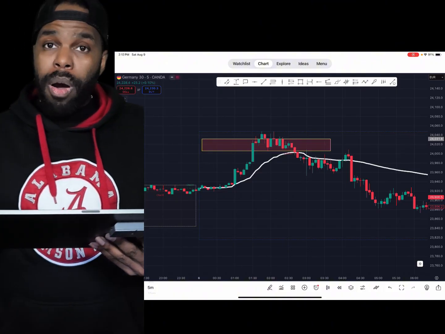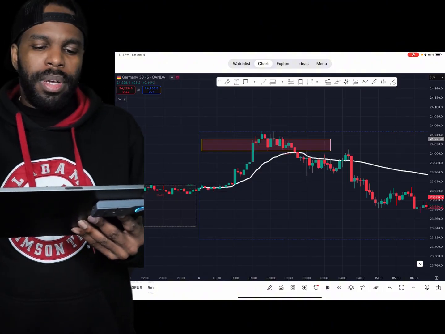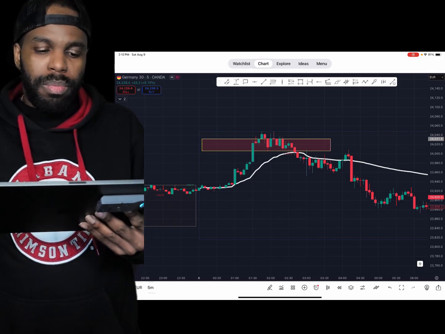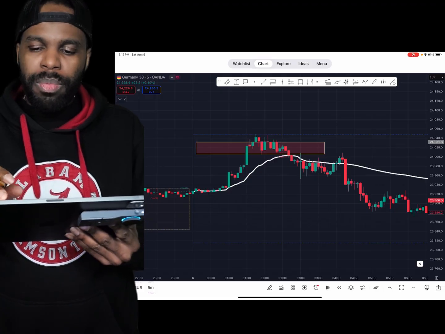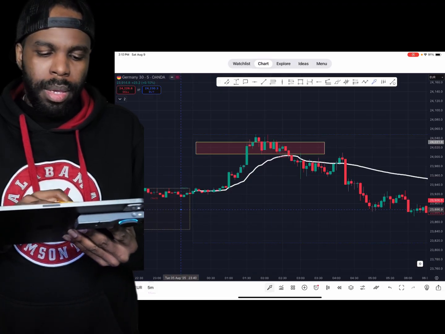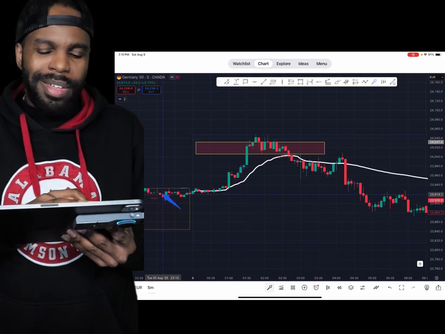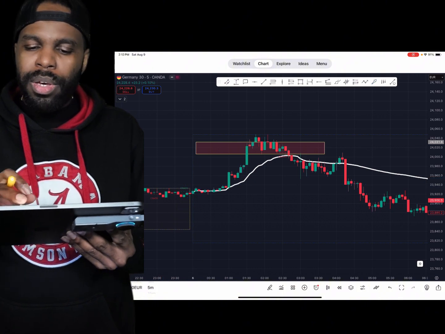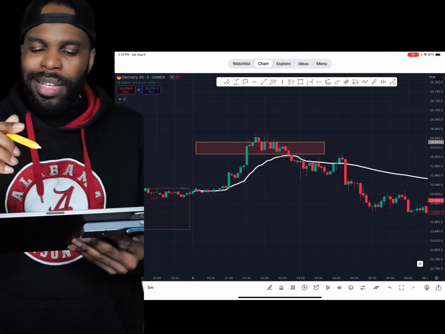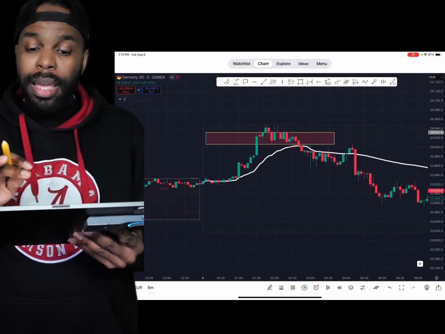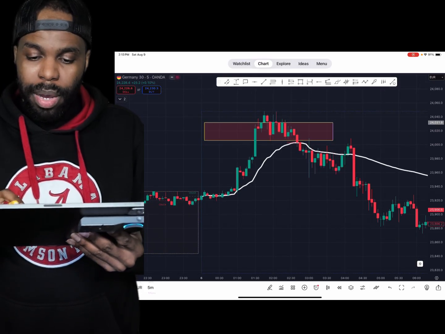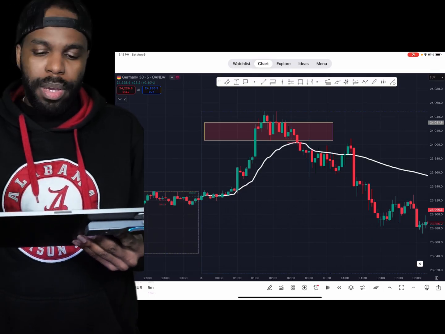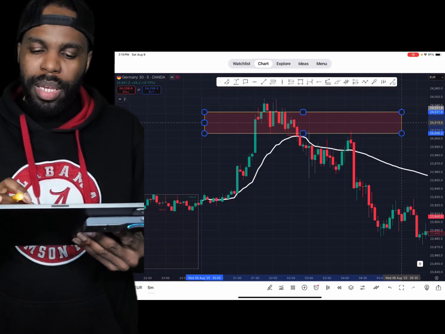And now the only thing I'm looking for is, did we create a session sweep? Okay, and yes, we did. We created a session sweep. Price came all the way above this Asian session right here and swept the Asian session to the upside. Okay. So once I see that and I see the break of the breaker block and the VWAP, as you can see right here, price broke the breaker block and broke the VWAP, I'm looking to get in the trade.